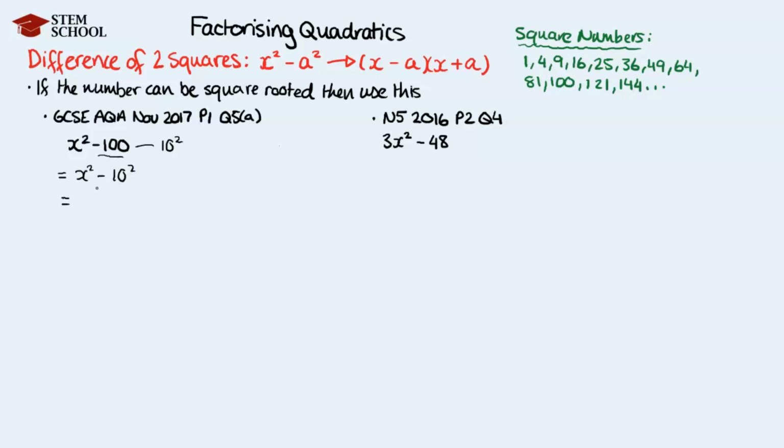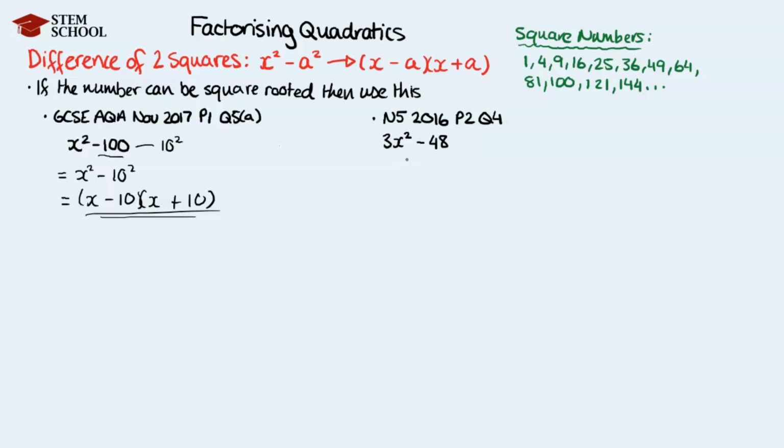And now let's just use this form. So we'd have x minus 10, x plus 10. And that's it, simple as that. So it doesn't matter what order you write the positive and negative, okay, it's the same thing. Now let's move on to this example. We've got 3x squared minus 48. So this is a little bit different from what we're used to.